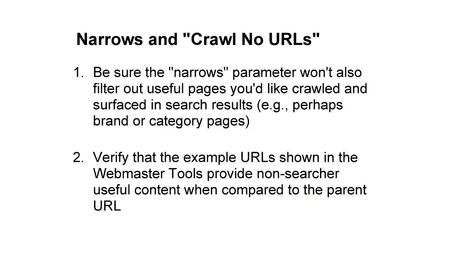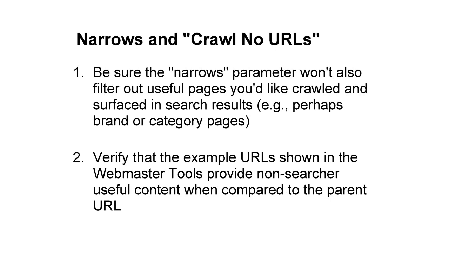First, be sure that the narrows parameter won't also filter out useful pages that you'd like crawled and surfaced in search results. So if you have brand or category pages that you'd like to show to users, be sure that when you select crawl no URLs, those brand and category pages won't be affected. Second, verify that example URLs that might be displayed in Webmaster Tools are really URLs that provide non-useful content when compared to the parent URL.